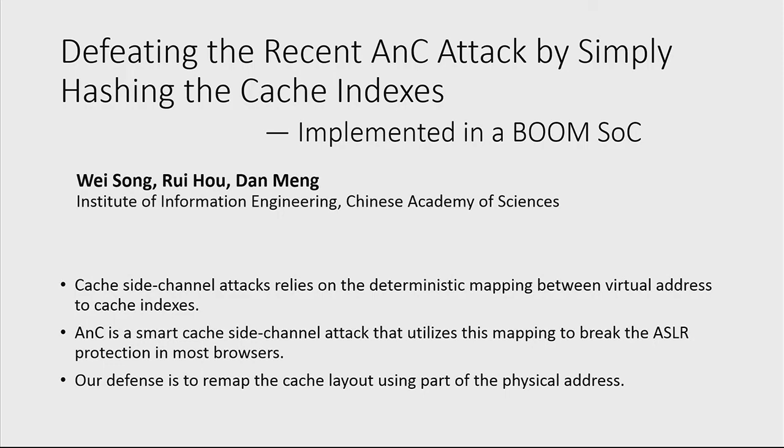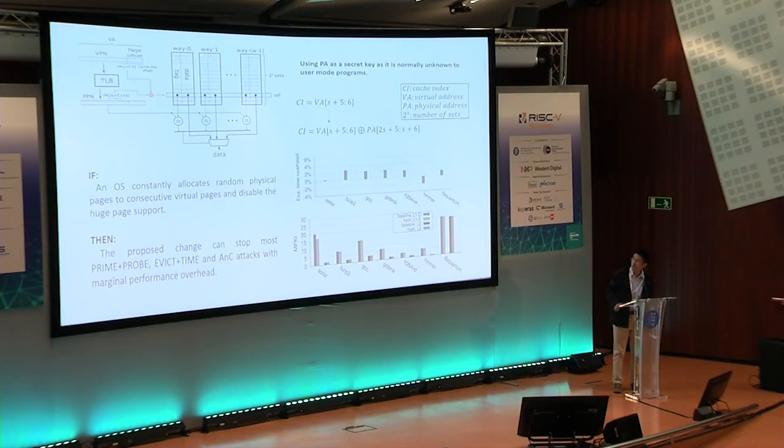We found that much of the userland cache side channel attacks rely on the direct mapping between virtual addresses and cache set indexes to launch their attacks. One of the recent attacks, the ANC attack, utilized this relationship to attack the MMU and bypass the ASLR protection inside major browsers. If they depend on this relationship between the virtual address and the cache set index, we can break this link. By removing these connections, we can remap the cache layout, and then they can't find the right cache set to launch the attack. So what we do is relatively simple.